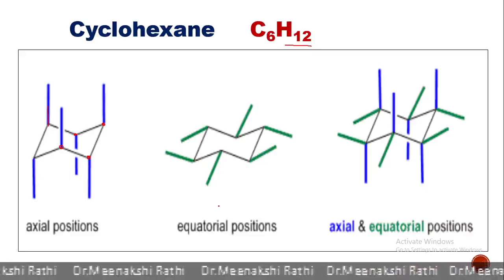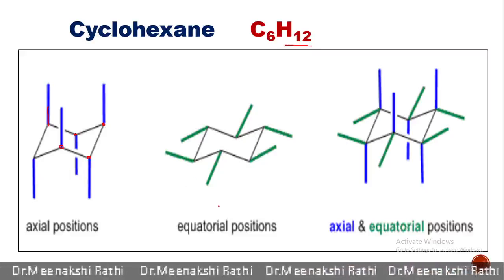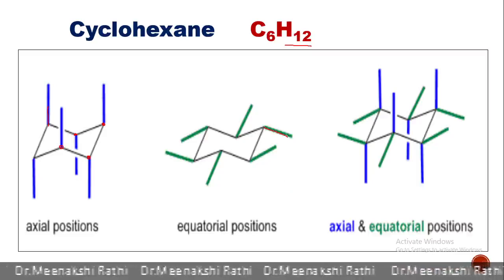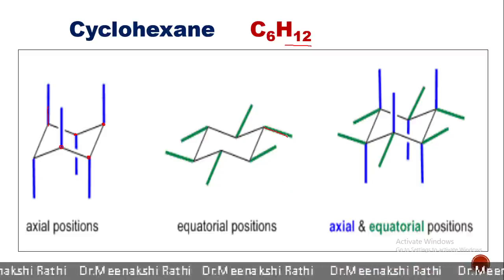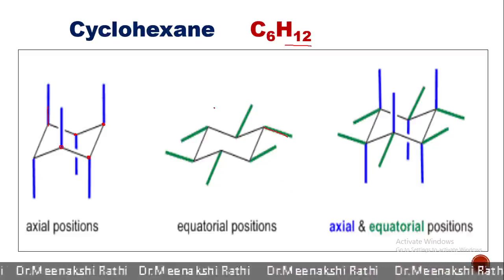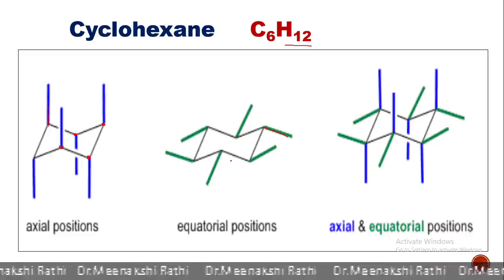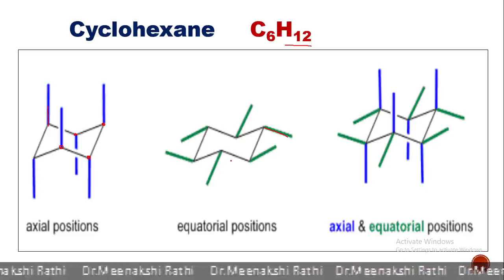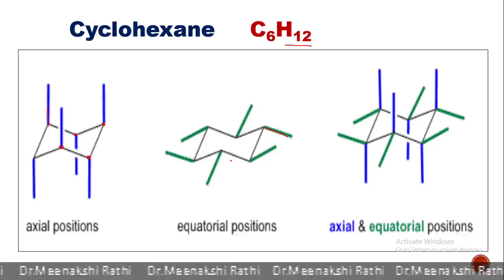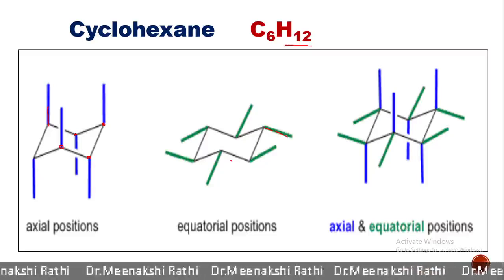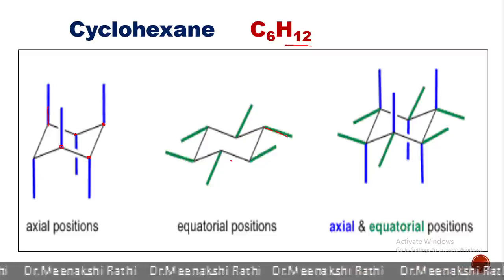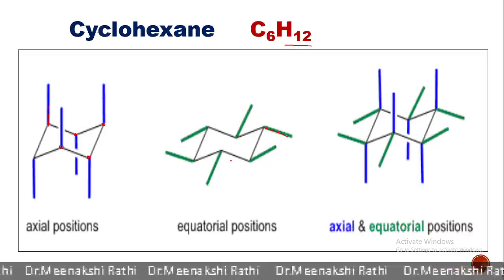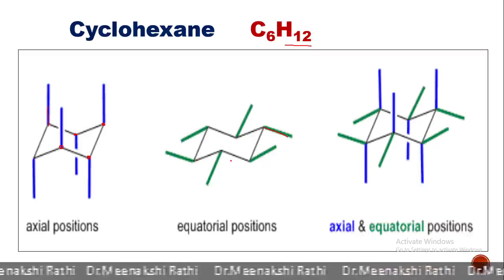Now, the remaining 6 hydrogen atoms, you can see here, are projecting outward and are in the average plane of the ring. These are present in the plane, but they are projecting outward. These are known as equatorial hydrogen. The bonds holding these hydrogens are called equatorial bonds. These equatorial hydrogen bonds also project above and below the plane alternately.